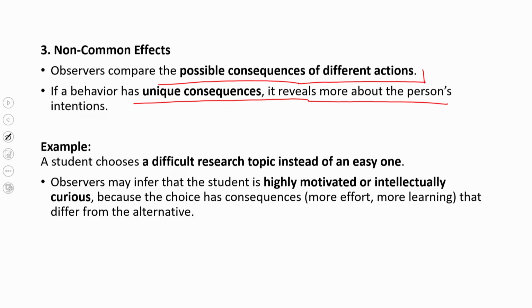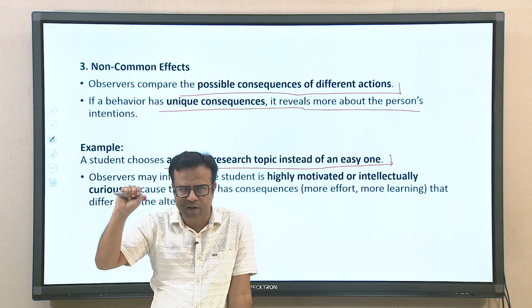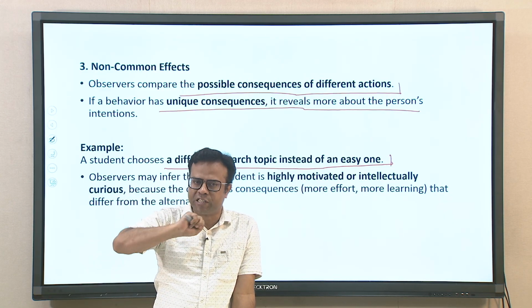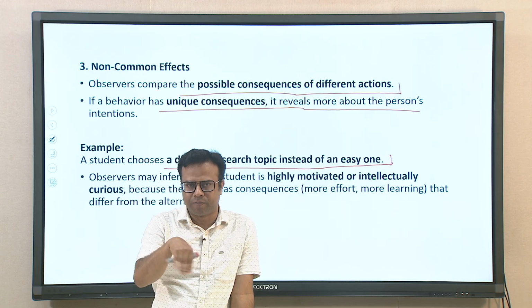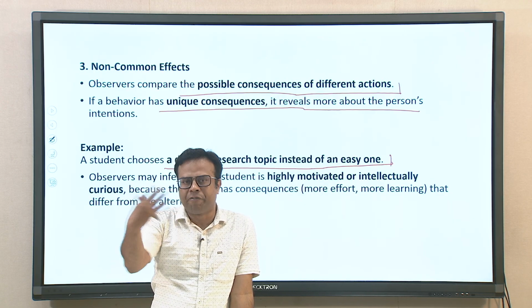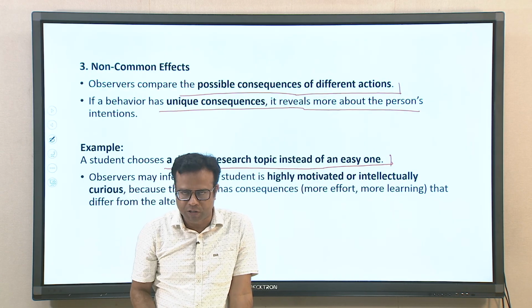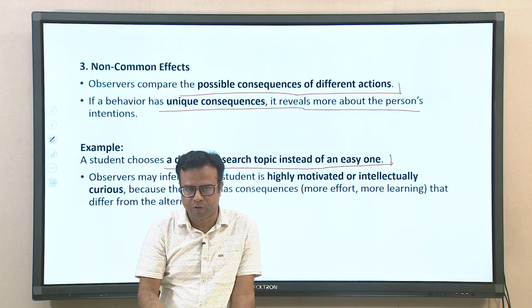For example, a student chooses a difficult research topic instead of an easy one. Now, it is a unique consequence, because the student could have chosen a very easy one, but despite that the student chose a difficult research topic. Now, this is a kind of non-common or uncommon effect. Commonly students may not do it. So, it is something very different. So, this reflects the characteristics of the student.